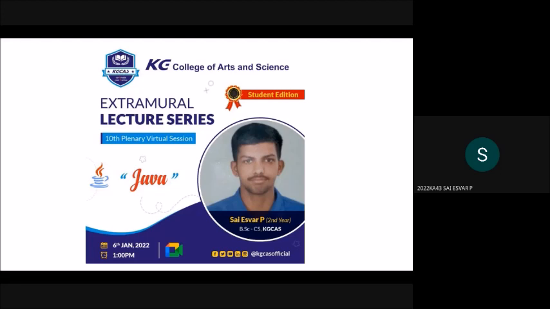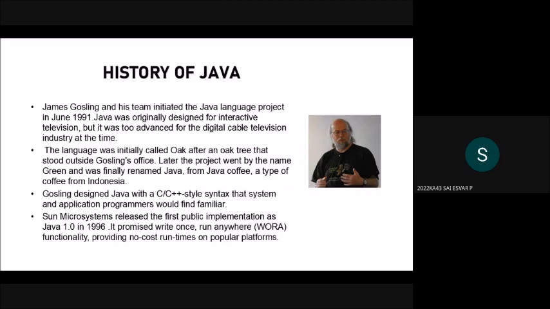Now we are going to see about the history of Java. James Gosling and his team initiated the Java language project in June 1991. Java was originally designed for interactive television, but it was too advanced for the digital cable television industry at the time. The language was initially called Oak after an oak tree that stood outside Gosling's office. Later, the project went by the name Green and was finally renamed Java, from Java coffee, a type of coffee from Indonesia.